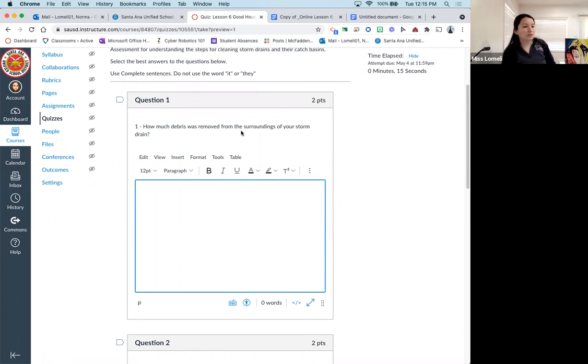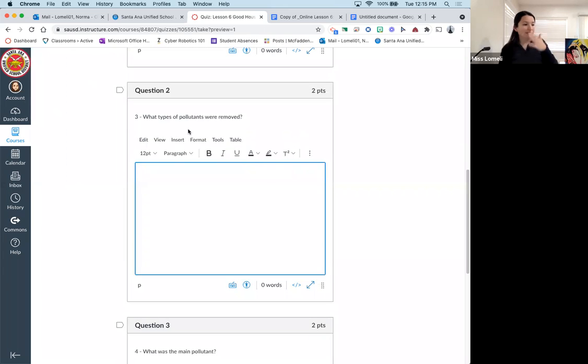How much debris was removed from the surroundings of your storm drain? Again, you're not going inside. You're not going to do what the kids or that man was doing, because you're not going inside. You're just going around it, because legally we cannot remove those grates. If we were on campus though, different story. That's why it says surroundings of your storm drain, not the catch basin, just around it.